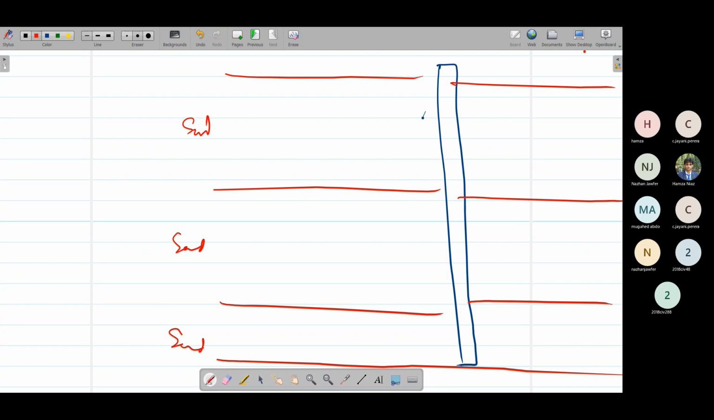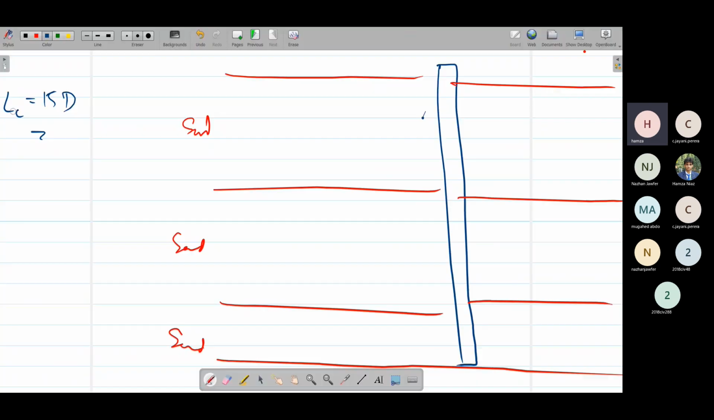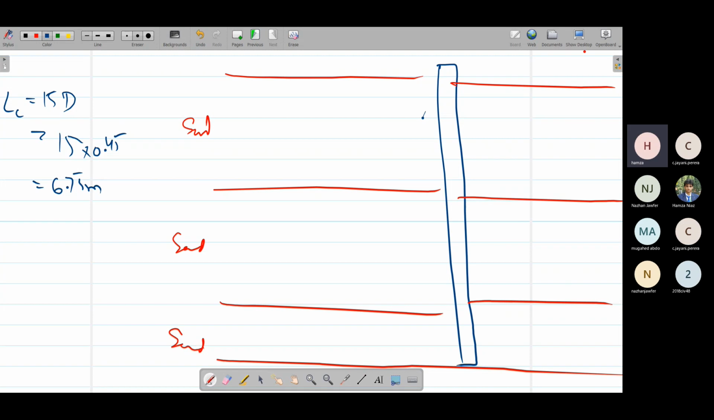So first of all, we have to find the LC. LC is simply 15 times dia because all the layers are sand. Dia is 45 centimeter or 0.45 meters. 15 into 0.45, that is 6.75 meters. So this is a critical depth, this is 6.75 meters.